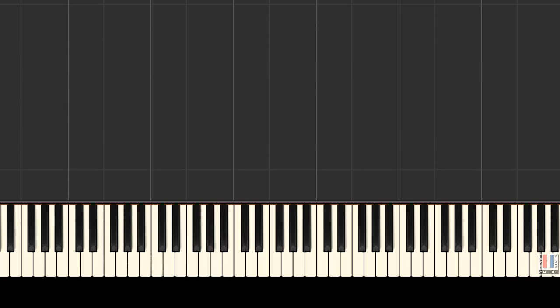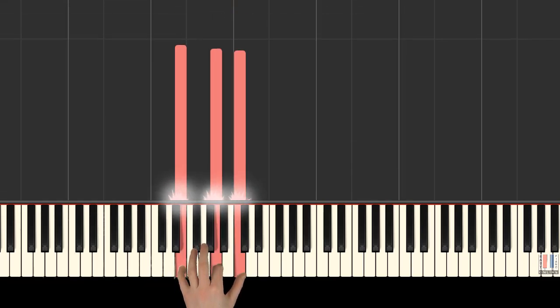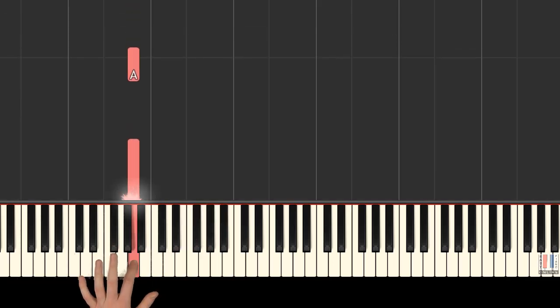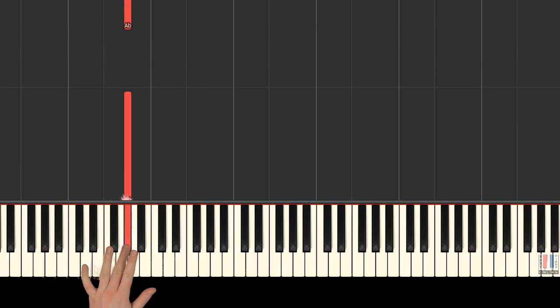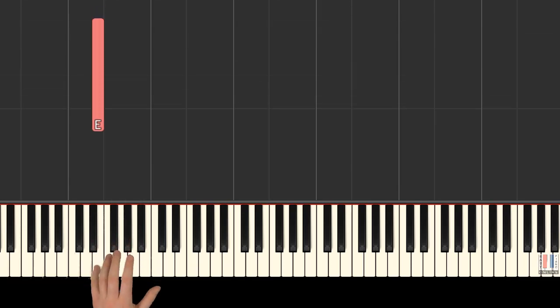Alright, now we'll look at the left hand. Left hand plays E, A, C, fingers 5, 2, and 1. Second finger plays A. Third is on G sharp. Fifth is on E.